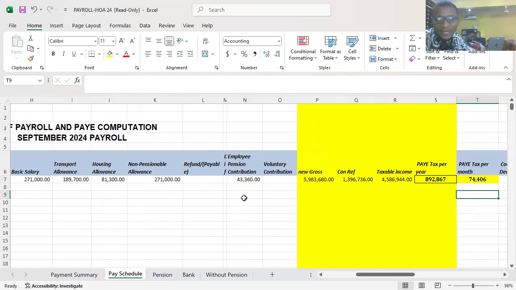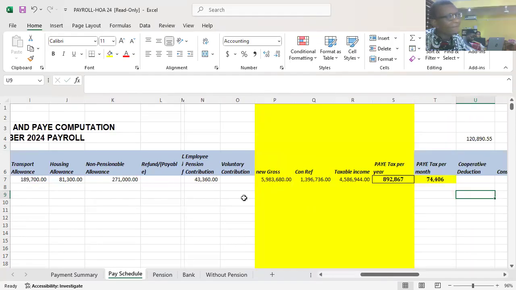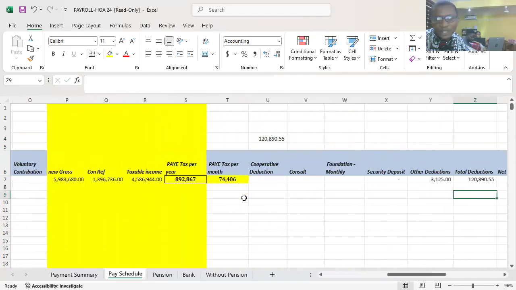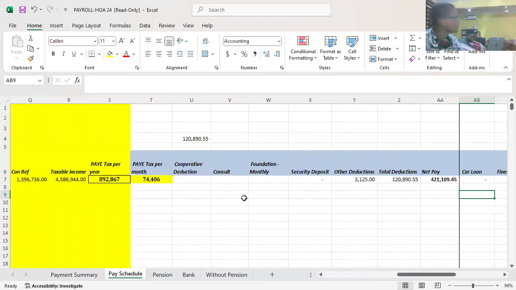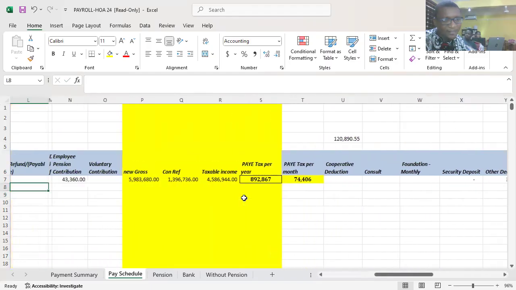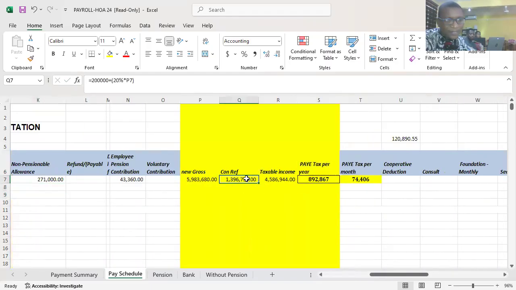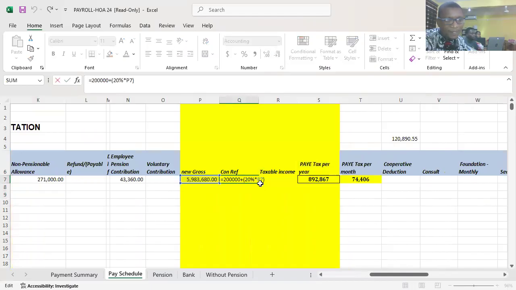The person that is collecting 542,000 will go on with 421,000 as a normal net pay. Let me see our gross, our consolidated relief fund. This consolidated relief fund here is talking about P7. Where is our P7? This is our P7, it is correct.